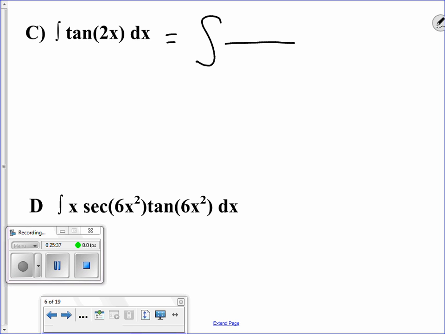Yeah, tan of 2x is equal to the sine of 2x over the cosine of 2x. Oh no, Jan just made it worse. Thanks a lot, Jan. Does anyone see anything now? Why this is a good thing? Yes, sir.